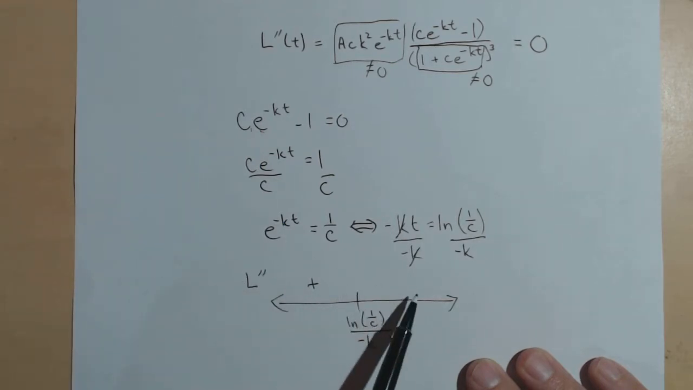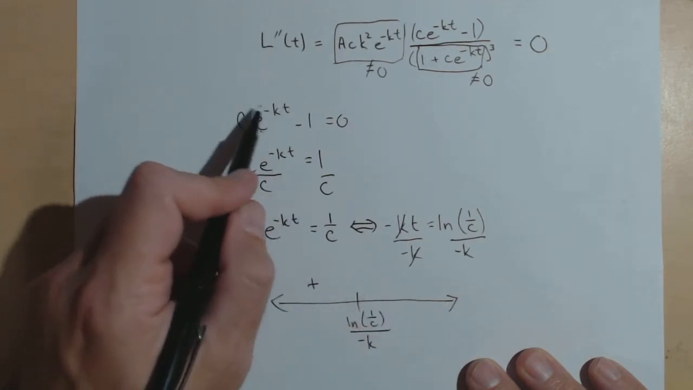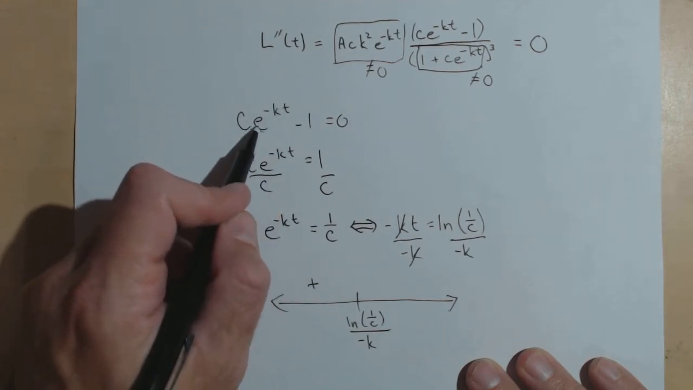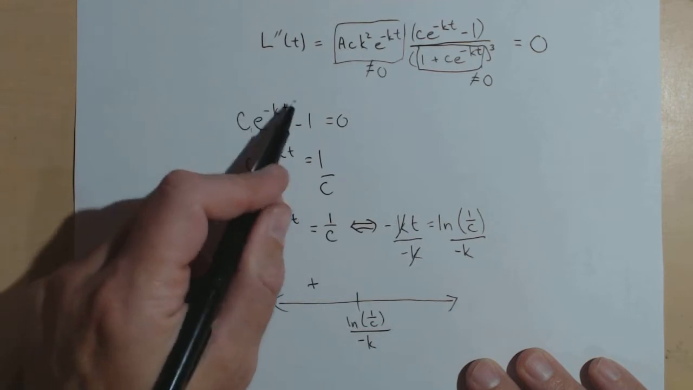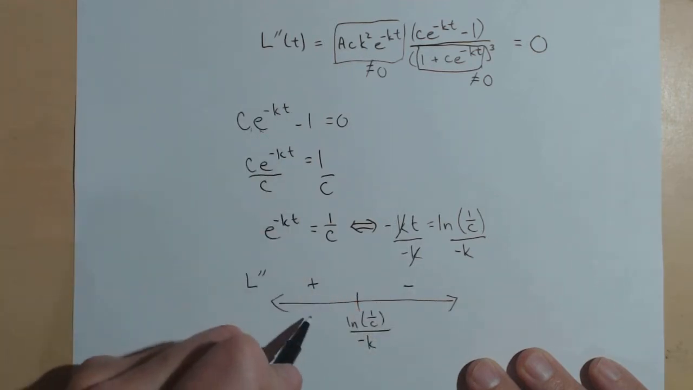Similarly, if we're over here, if we use values larger than this, we're going to find that t values larger than that are going to make this piece really small, so small that this whole thing is going to be less than 1. So this is going to end up being negative.